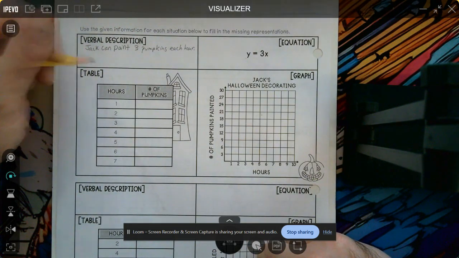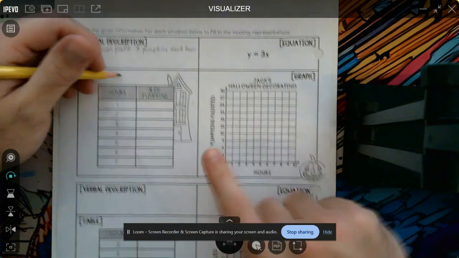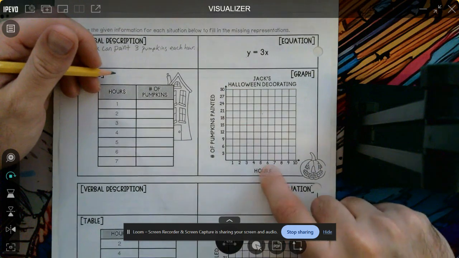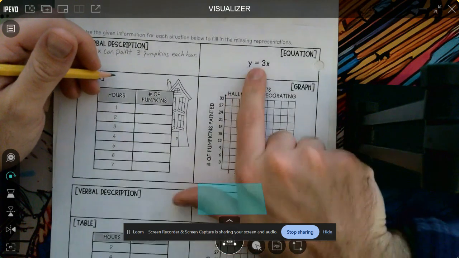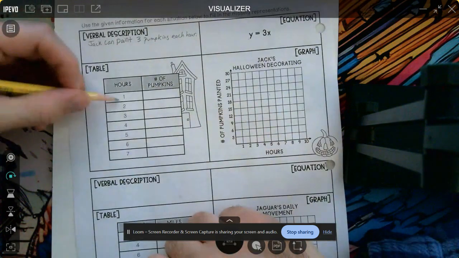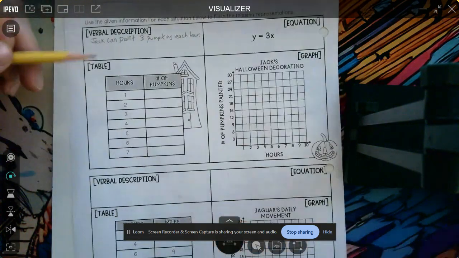So Jack can paint 3 pumpkins each hour because I know it has to be that because it says number of pumpkins painted on my y-axis and hours on my x-axis. So our equation then would be y equals 3x. Now go ahead and fill in this table. For each amount of hours, how many pumpkins can Jack paint?